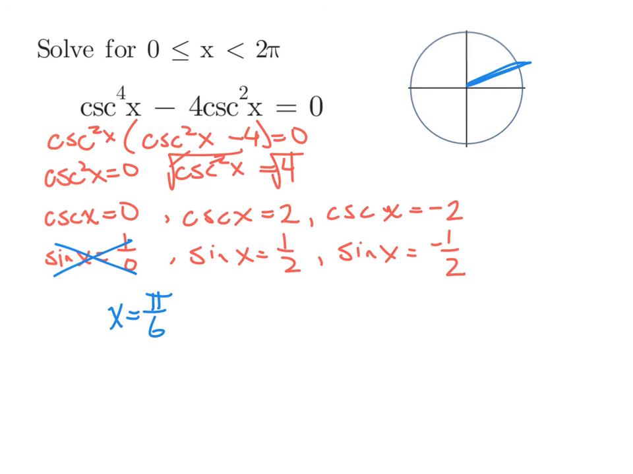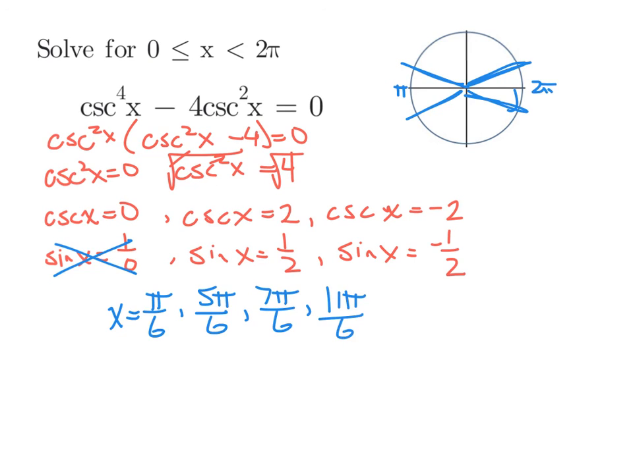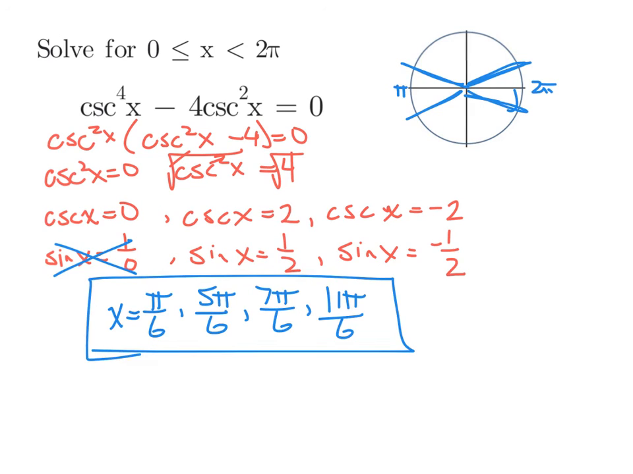And the other quadrant where sine is positive is going to be the 2nd quadrant. So that would be pi minus that pi over 6, which is 5 pi over 6. And then where sine is going to be negative is going to be those pi over 6 that are in the 3rd and the 4th quadrant. So pi plus pi over 6 is 7 pi over 6. And 2 pi minus that pi over 6 is 11 pi over 6. So we end up with our 4 solutions there.